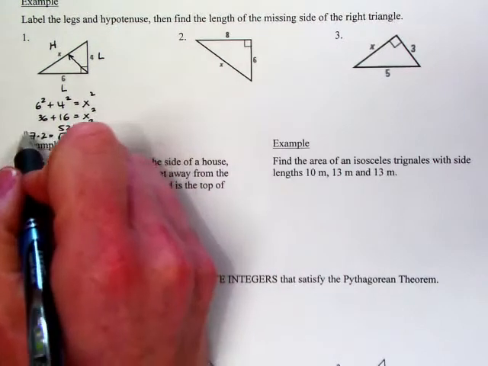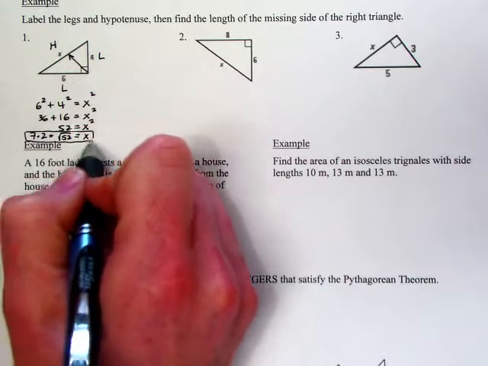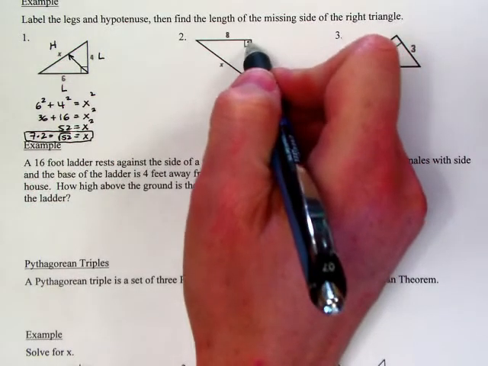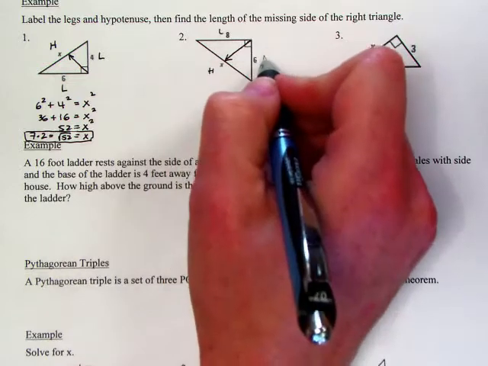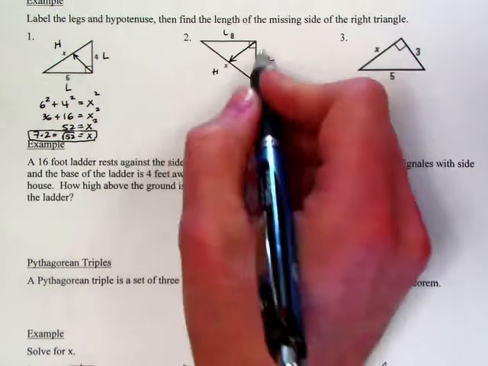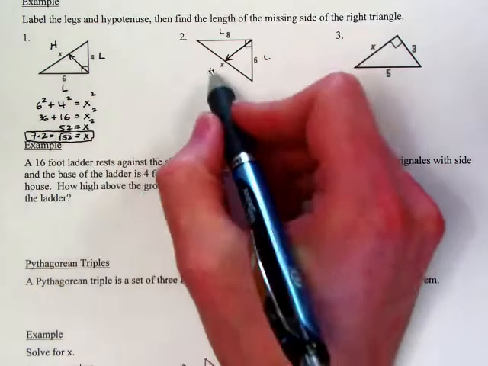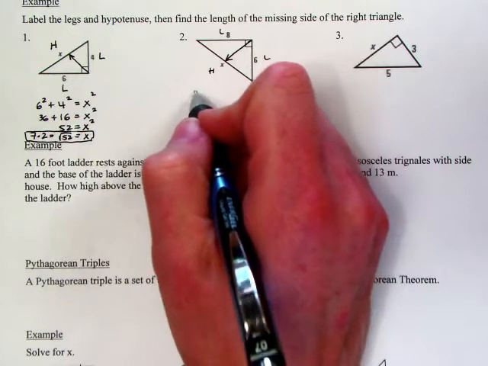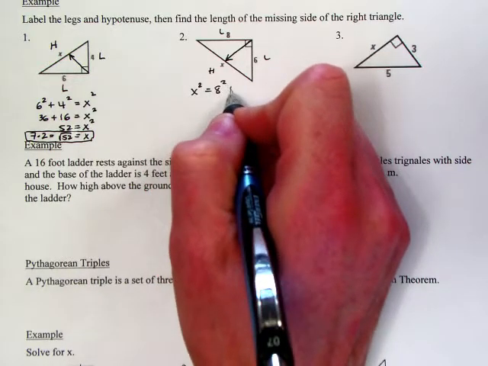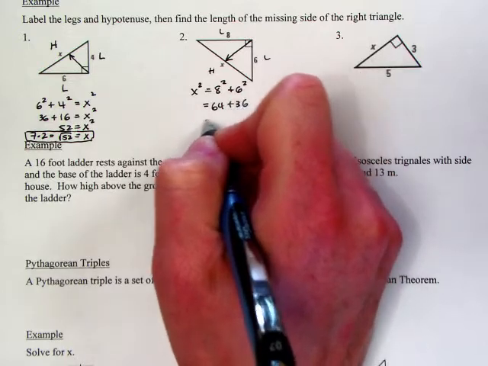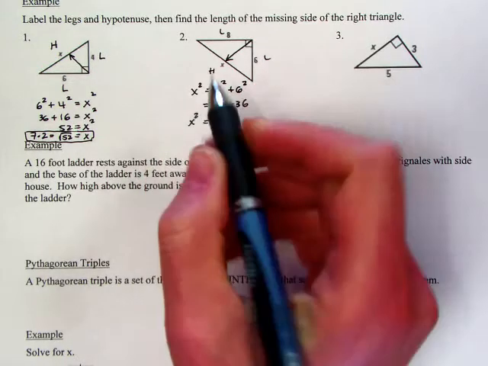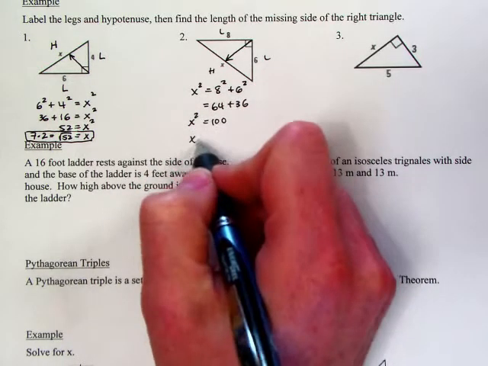Number 2, again, drawing through the 90-degree angle points you right at your hypotenuse, so that makes these two the legs. And it doesn't matter how I use the formula, the hypotenuse just has to be by itself. So I'm going to do x squared equals 8 squared plus 6 squared. And I've got 64 here plus 36, which gives me 100 x squared. Square rooting both sides, I get 10.